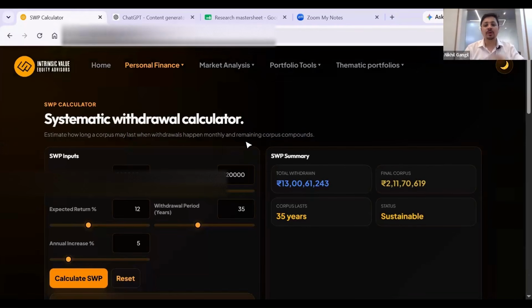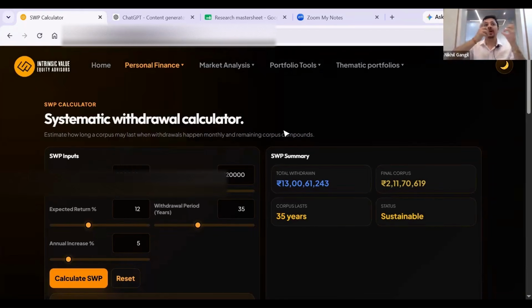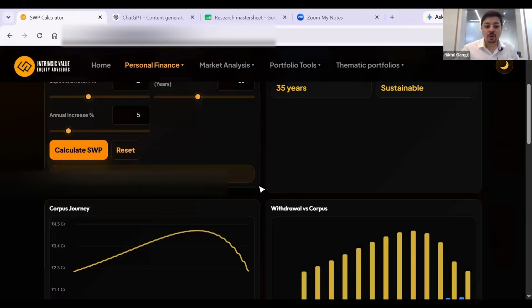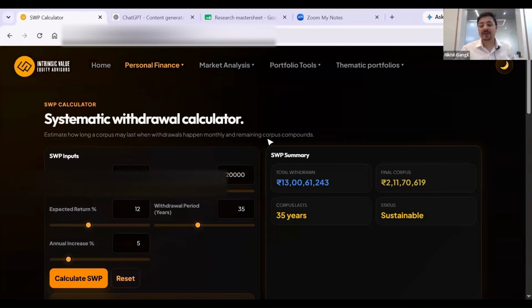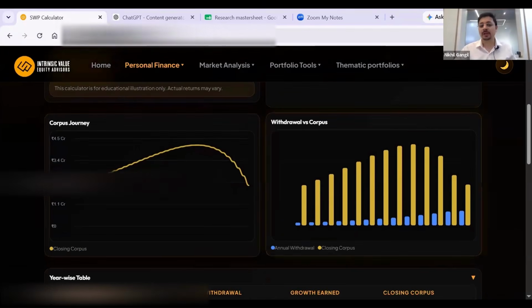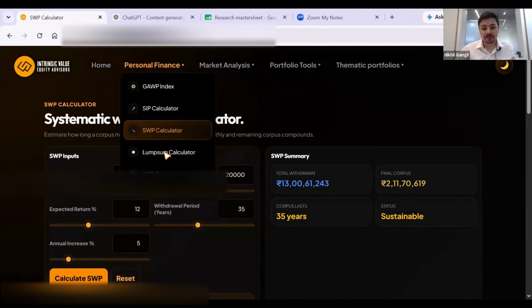So basically, this gives you a holistic view on how the SWP works: on what kind of withdrawal amount, what kind of corpus needs to be, what kind of withdrawal capital needs to be, how much should be the annual increase. And while you put all that, it's going to make your journey, and this journey is more important, right? And that is what makes this tool very much unique, because I have also used SIP calculators, SWP calculators, but they don't show you the journey, how your journey is going to be over the next 30 years or 40 years. That's the most important part.